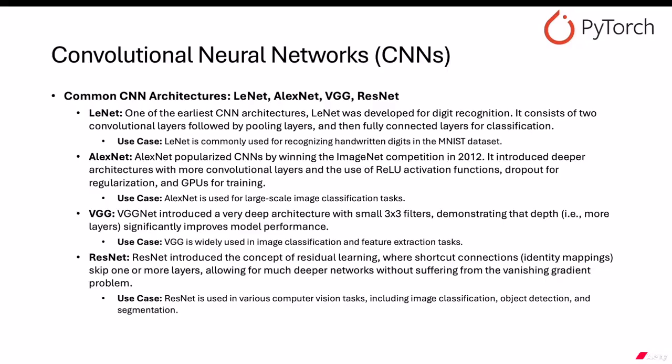ResNet. ResNet introduced the concept of residual learning, where shortcut connections, identity mappings, skip one or more layers, allowing for much deeper networks without suffering from the vanishing gradient problem. Use cases: ResNet is used in various computer vision tasks, including image classification, object detection, and segmentation.